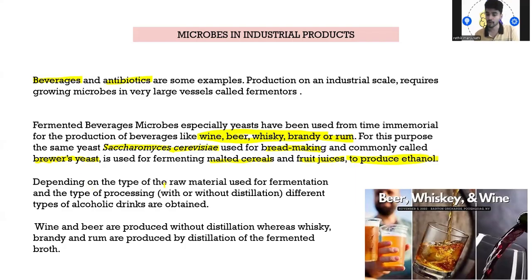Depending on the type of raw materials, like fruits or cereals, used for the fermentation, and the type of processing, whether you are doing it without distillation or with distillation, the type of alcoholic drink we obtain differs. Wine and beer are produced without distillation, very important, whereas whiskey, brandy, and rum are produced by distillation of the fermented broth.